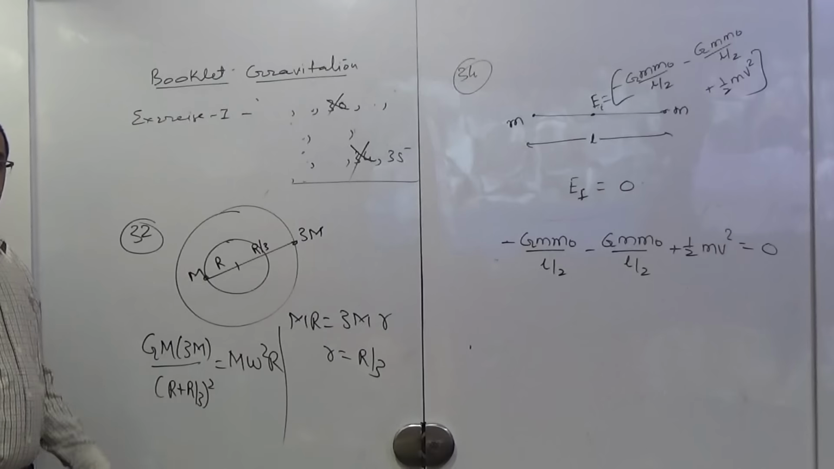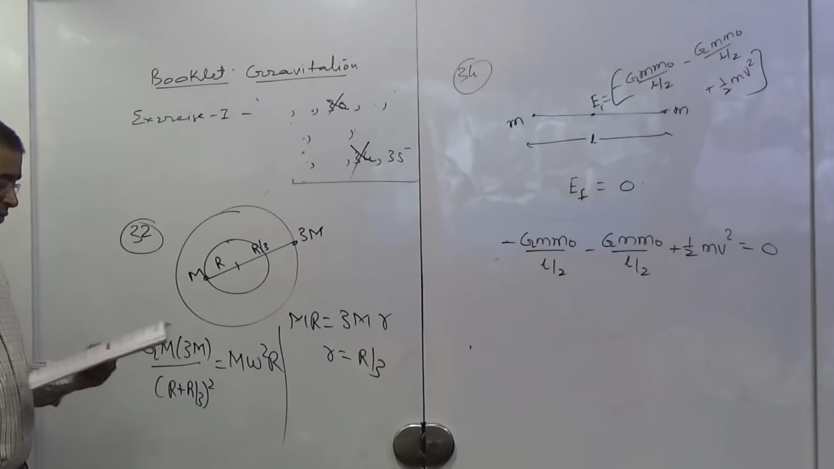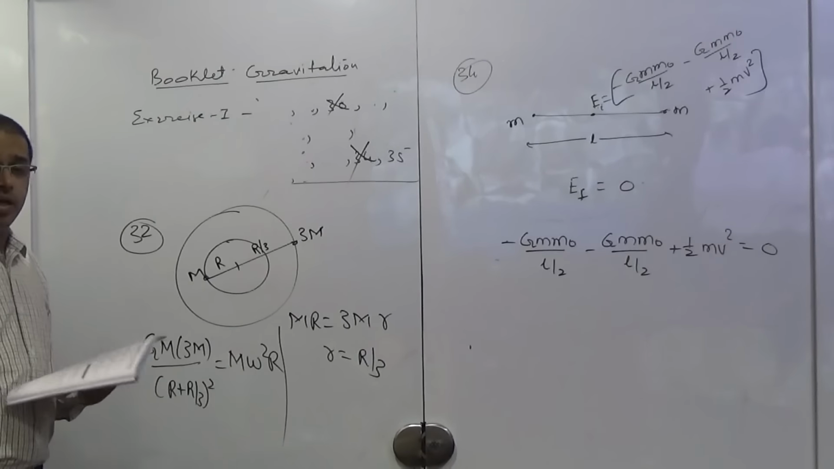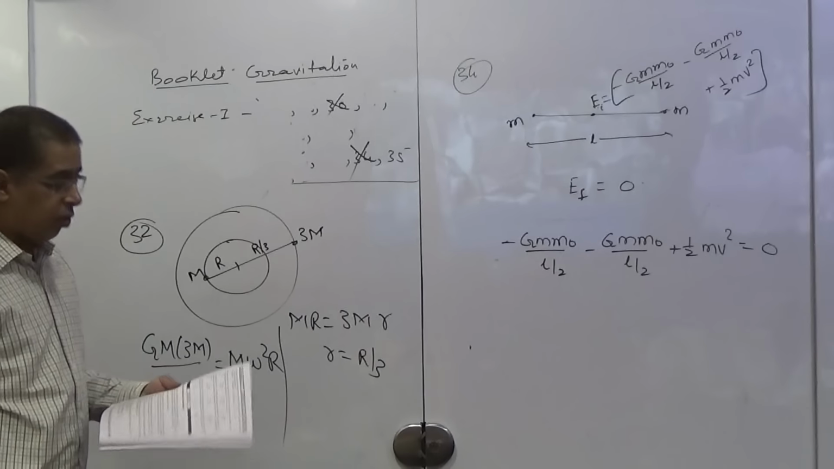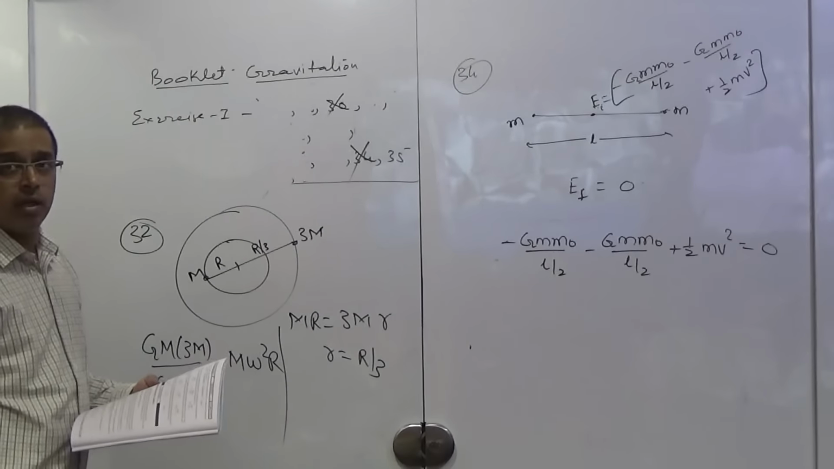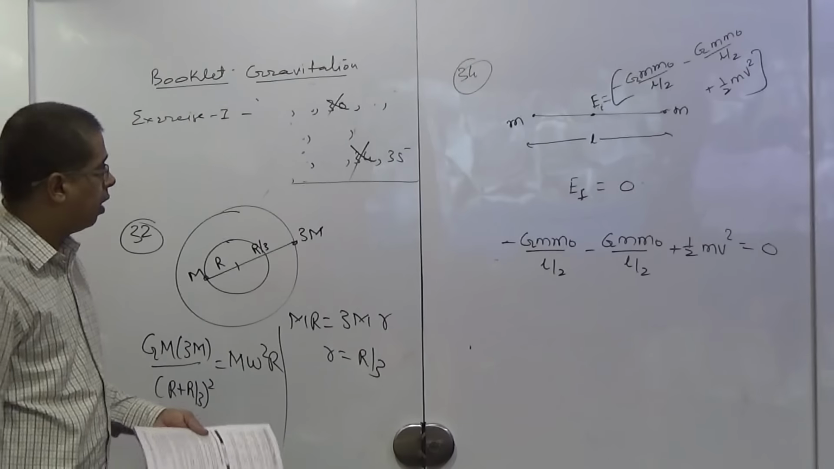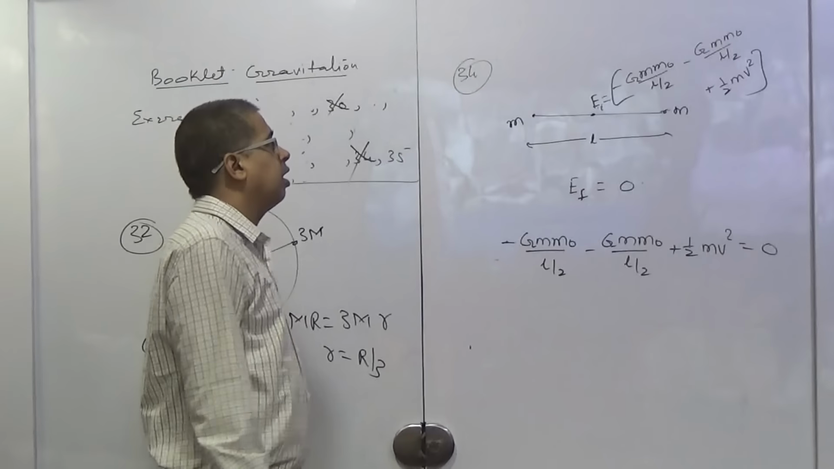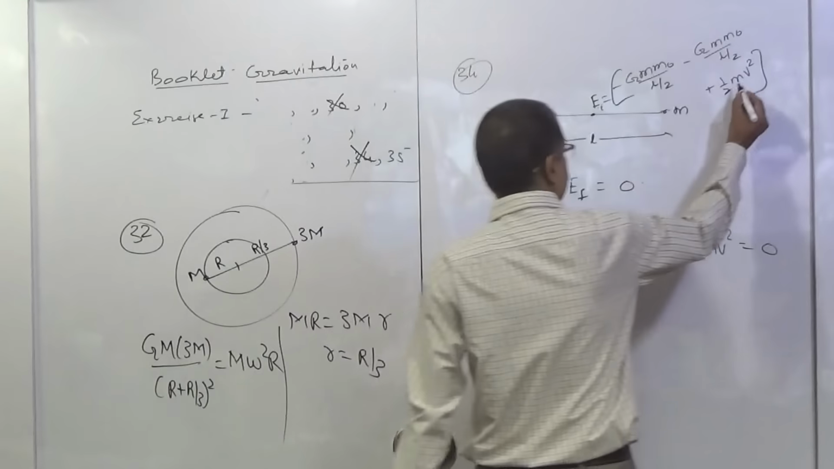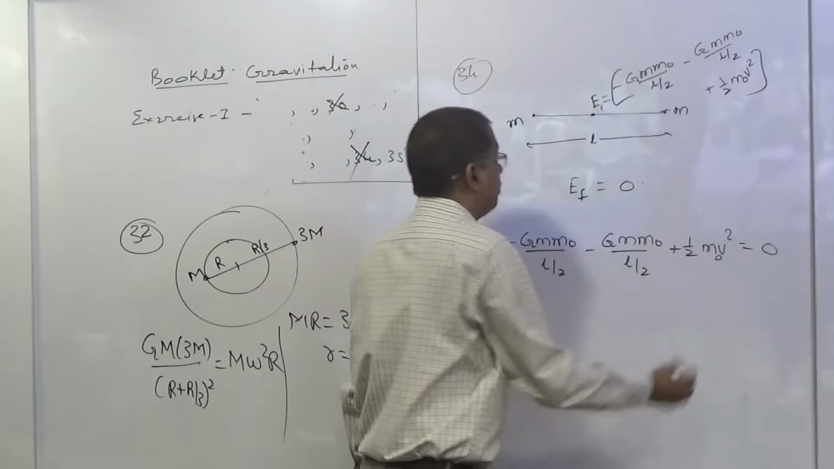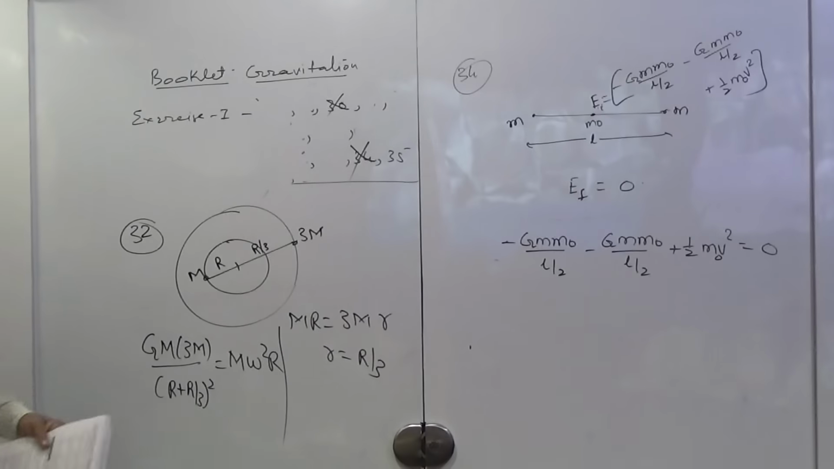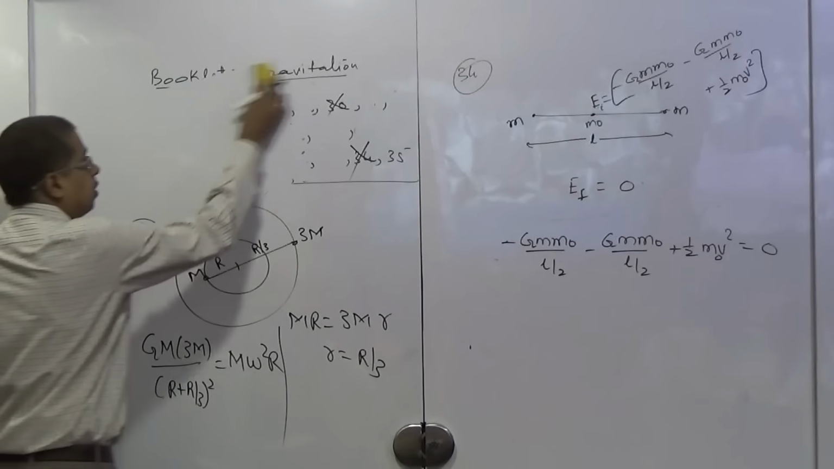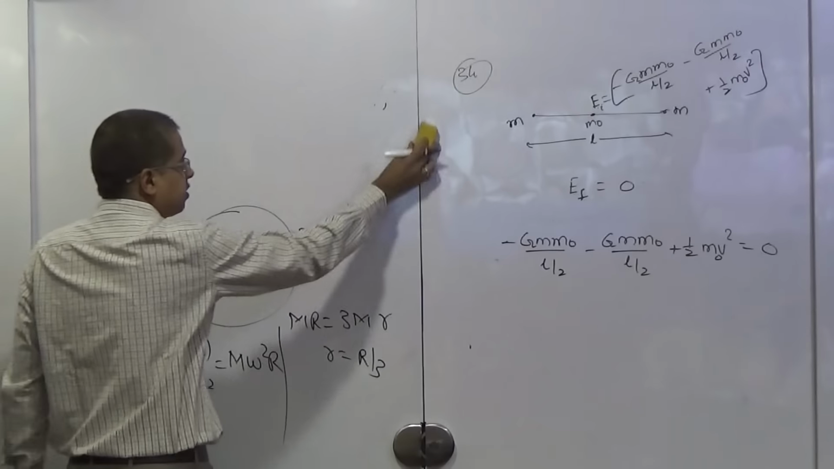Sir, there should be half m naught. Half? In which one, the 34th or 35th? Sir, in the 34th, the kinetic energy will be half m naught v square. He is right. Half m naught v square. The body which is projected as a mass of m. We finished the exercise 1.